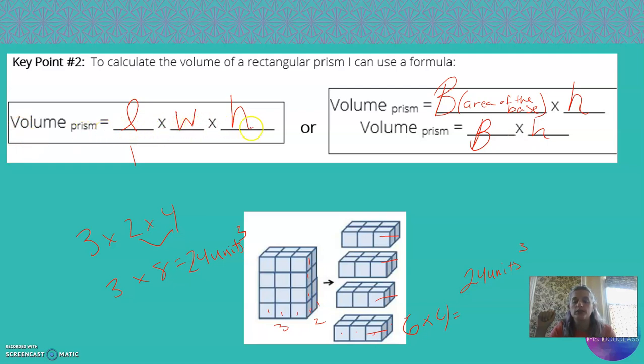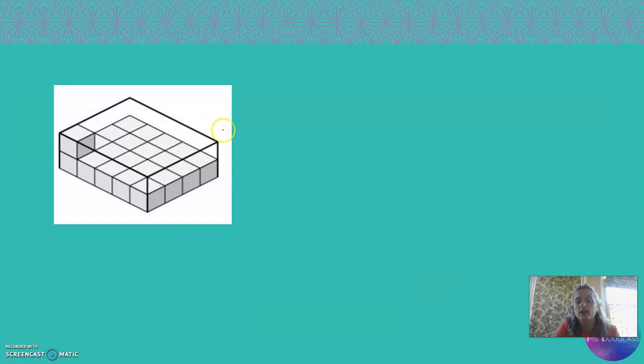So this is the one we're going to stick with. Volume equals length times width times height. If you happen to see this other volume formula, now you know what it means, but we're going to go with length times width times height. Okay, so here's the first problem in your work for today.